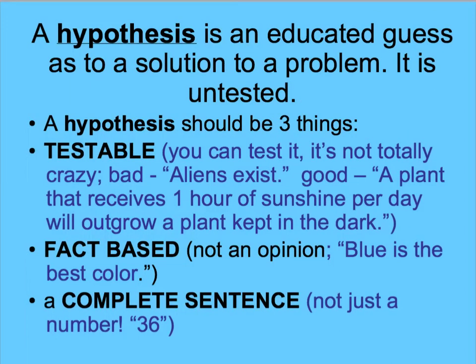So when you come up with your hypothesis, you have to have 3 things that are extremely important. The first thing is that your hypothesis needs to be testable. If you cannot test your hypothesis, then you can't come up with experiments. So let's look at, we've got a bad example would be aliens exist. This would be very hard to prove. A good example would be a plant that receives 1 hour of sunshine per day will outgrow a plant kept in the dark. This is something real that we can test.